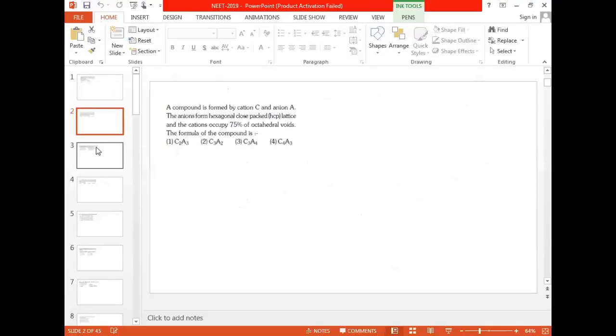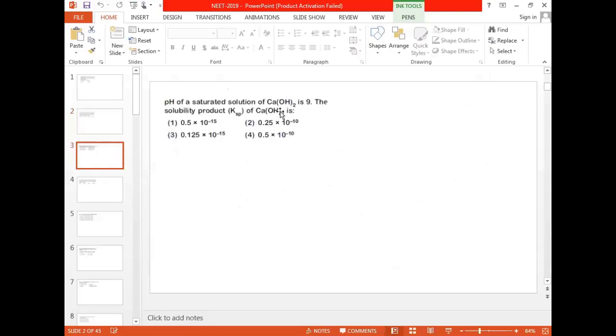These are all last year's NEET question paper questions. One by one we'll discuss. Who is there in the group again? Amruta. Amruta, read the question. Little louder.